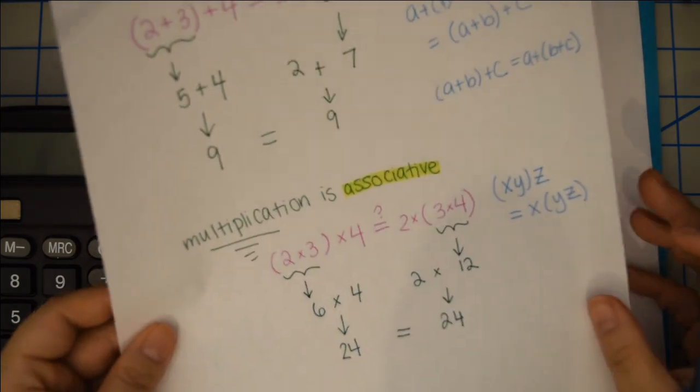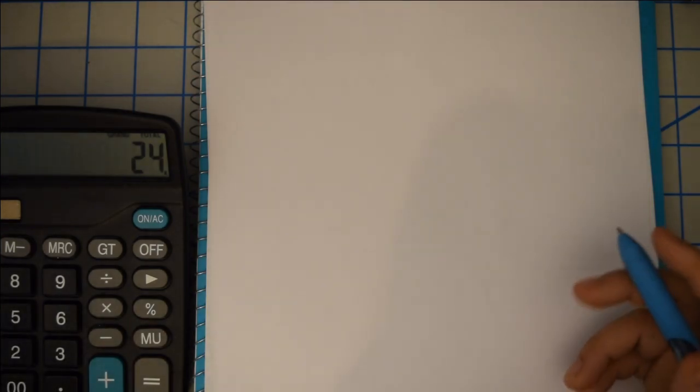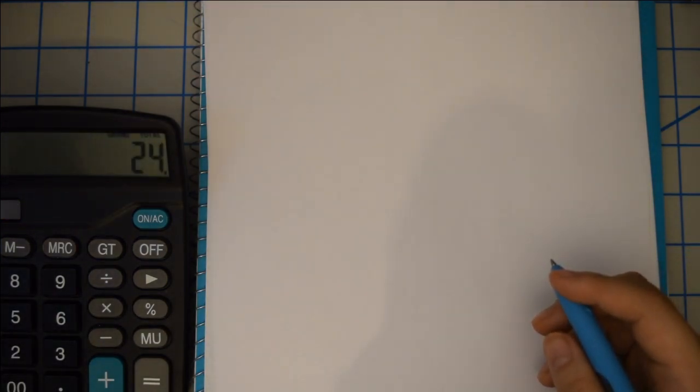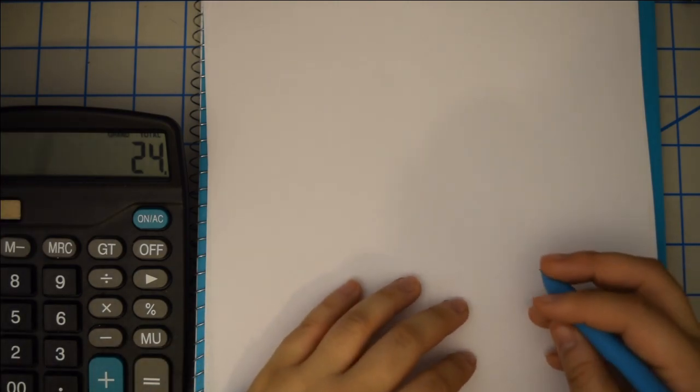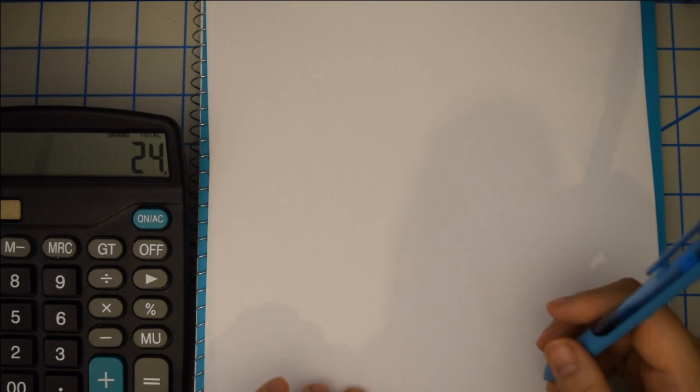Okay, so then the last one is distributive. So far we have addition and multiplication are commutative, and addition and multiplication are associative, and subtraction and division are neither. And you can play around with whatever other operations you want.